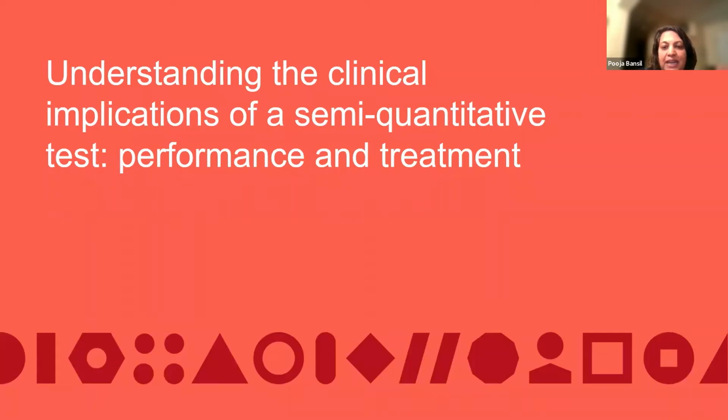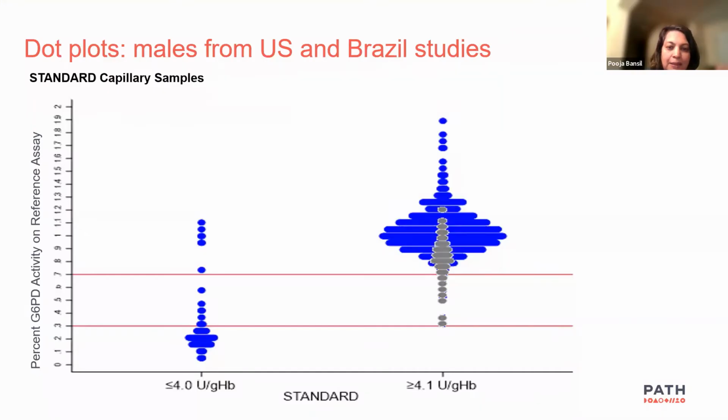Understanding the clinical implications of a semi-quantitative test, performance, and treatment. Next slide. So this is a dot plot of standard capillary samples for males from US and Brazil studies. The Point Scientific reference percent G6PD activity is on the y-axis, and the standard semi-quantitative classifications, deficient and normal categories for males, is on the x-axis.